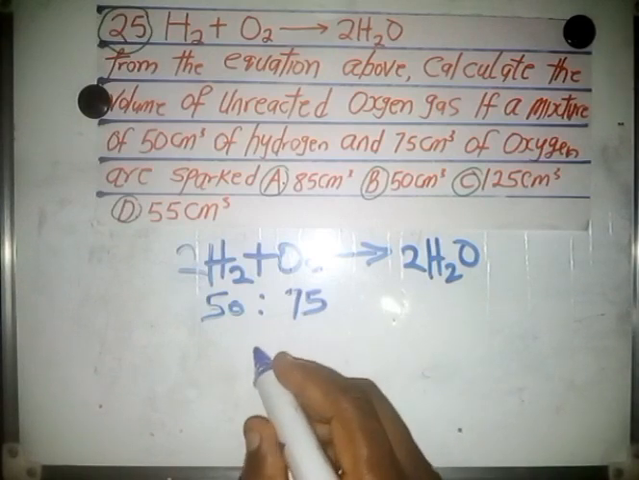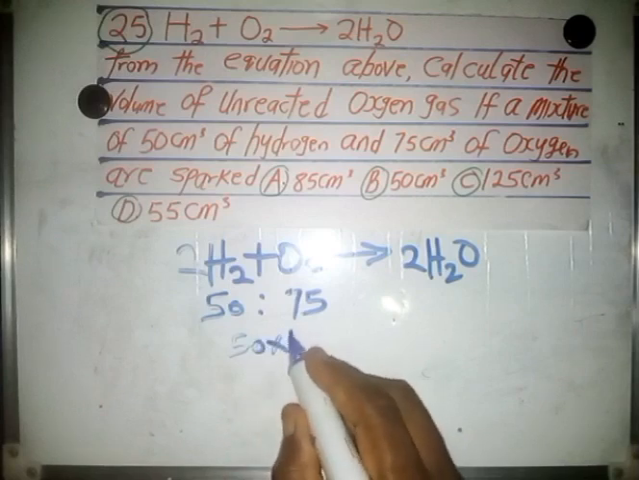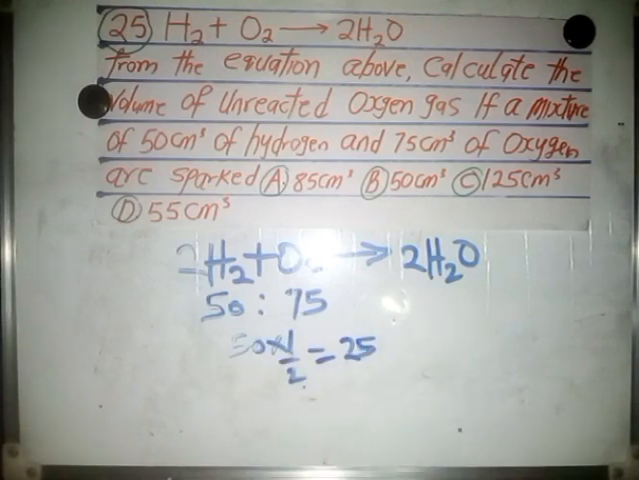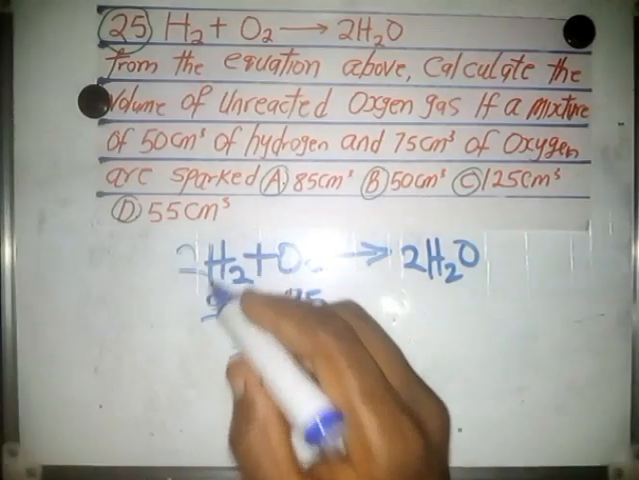So I'll just say 50 times 1 over 2. Of course, that is 25. So this 25 is the amount of oxygen that reacted with this hydrogen.